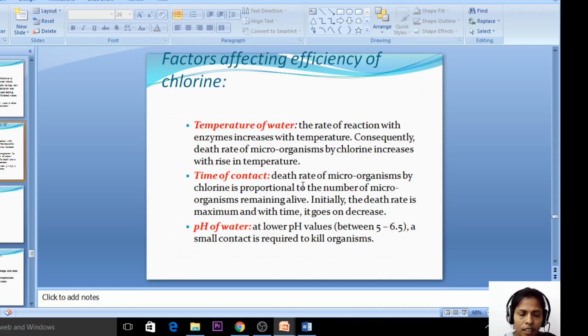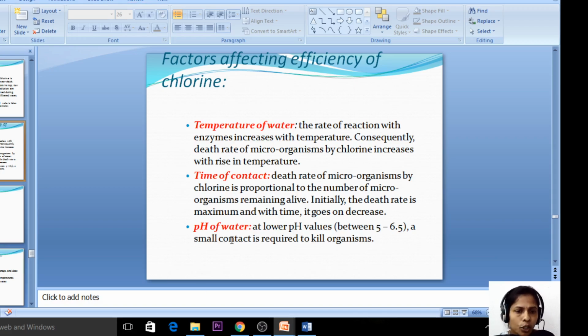Now the time of contact. The death rate of microorganisms by chlorine is proportional to the number of microorganisms remaining alive. Initially the death rate is maximum and with time it goes on decreasing. Initially the microorganisms are more, so killing the bacteria and microorganisms takes more time. But gradually the disease causing microorganisms and bacteria are killed, so the time of contact also decreases gradually.